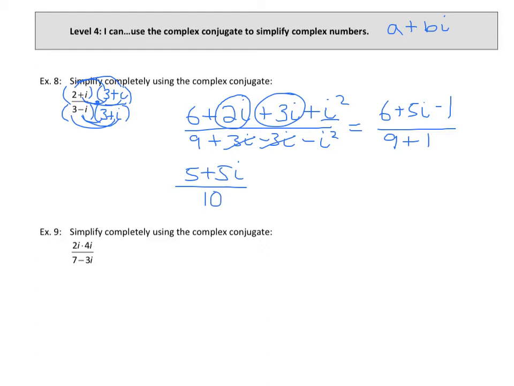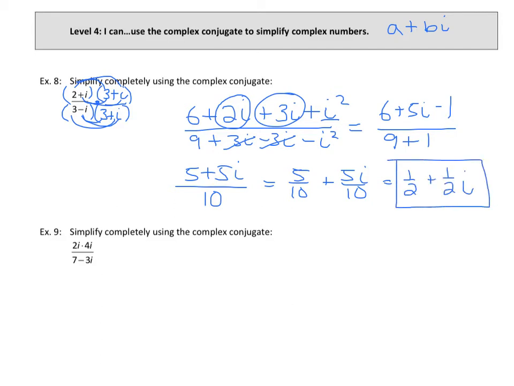And then to write this in a plus bi form, we distribute the denominator to both terms on the top. And we get 5 over 10 plus 5i over 10. Reduce them both, and that's 1/2 plus 1/2 i in a plus bi form.